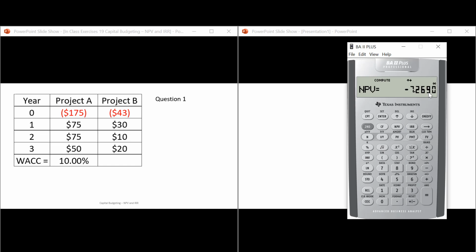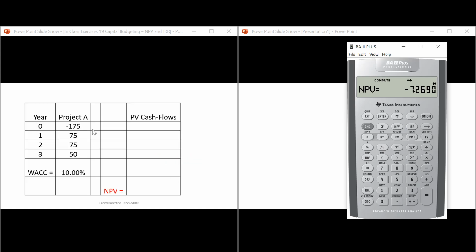and we get negative 7.269. Okay. Now, what is that exactly? How do we interpret that? Okay, so if we did it the long way, we would take the present value, discounting each of these cash flows at 10%. So this one is today at 0. Cash flow 1 has a present value of 68.18, and so forth. And we get minus 7.27. So the way we interpret that is, if this company pursued project A, it would result in stockholders' wealth going down by $7.27. So we don't want to do that.